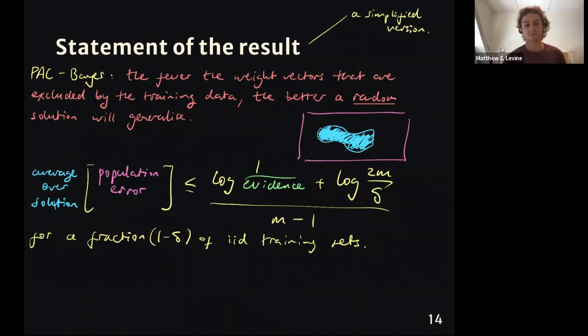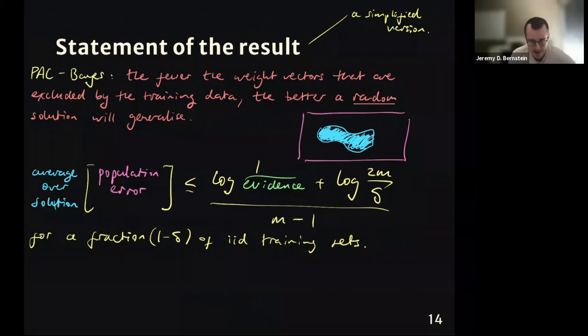You sample a training set, IID, and with probability delta, everything we're going to say is going to be false. But with probability 1 minus delta, everything we're going to say is going to be true. And what we're going to say is that the evidence is the evidence for that training set that you just sampled. So this is the evidence for the training set that we sample.